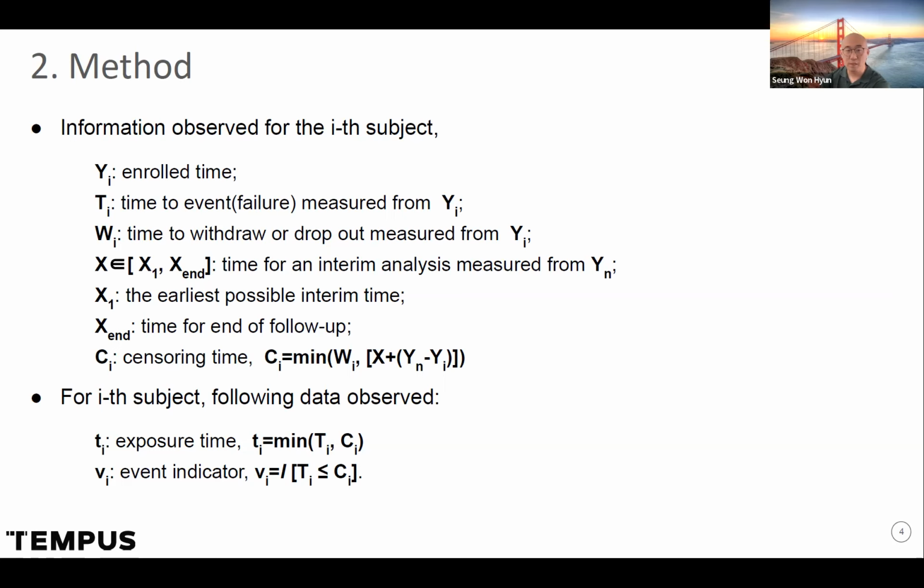Then capital C sub i is the censoring time. It takes the minimum value between the i-th subject's withdrawal time and total follow-up time for the i-th subject, that is, capital X plus Y sub n minus Y sub i. Then for the i-th subject, the following data are observed. Small t sub i is the exposure time. It takes the minimum value between time to event and censoring time. And V sub i is the event indicator. It takes value 1 if the time to event is less than the censoring time, otherwise it is assigned 0.